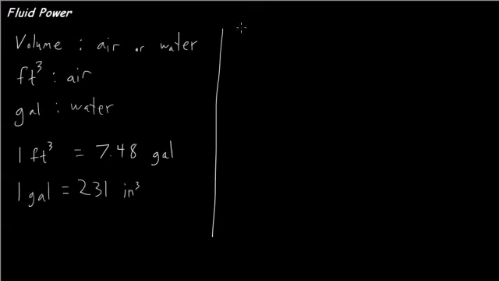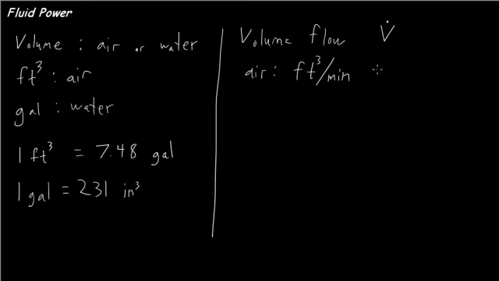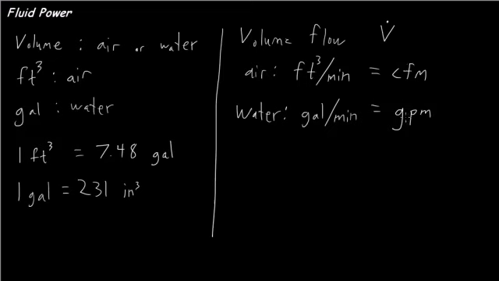So along with volume, we talk about volume flow rate. Again, we use the dot notation to signify volume flow. It simply means volume divided by time. Anytime you see a dot, it's that quantity divided by time. So typical units for air, we have cubic feet per minute, which is often abbreviated as CFM. And for water, we usually talk about gallons per minute, which we abbreviate GPM. So CFM and GPM are the most important volume flow measurements to be aware of. And again, in the notes, I give you some conversions.